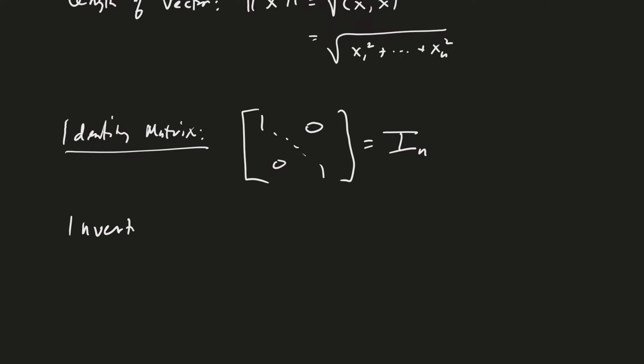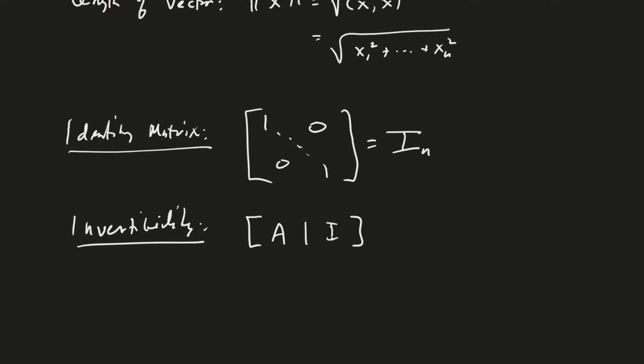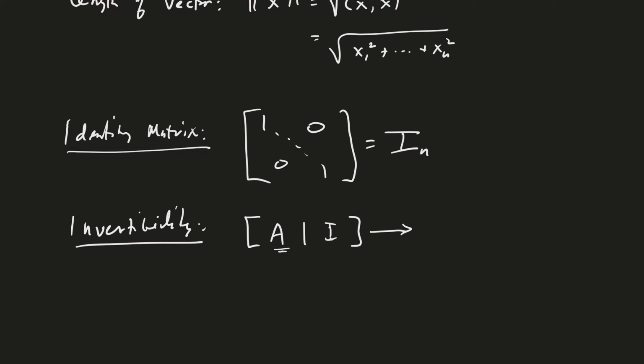Invertibility. So to find the inverse, do we remember how to do that? For a general matrix A, we construct the matrix A and then stick on the identity matrix, and then we do row reduction on A until we get to identity on this side, hopefully, and then on the other side will be A inverse.